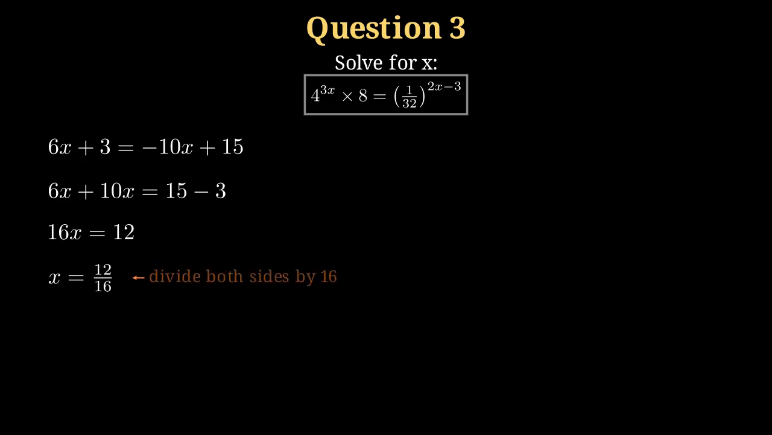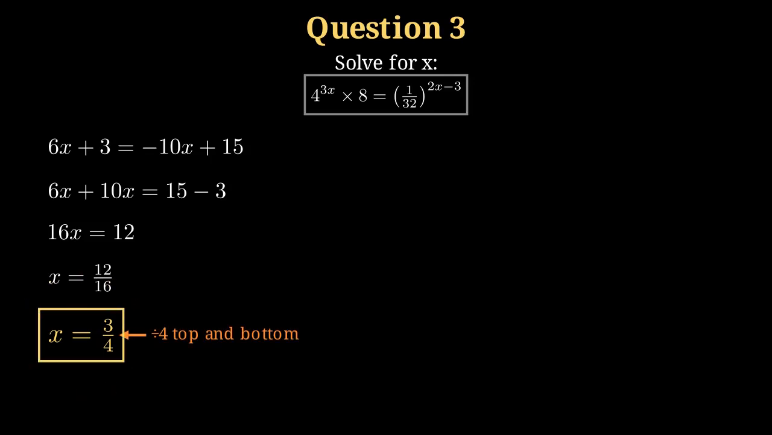Divide both sides by 16, so x is 12 over 16. Finally, both 12 and 16 divide by 4, so this simplifies to 3/4. So x equals 3/4. Well done. That's question 3 complete.